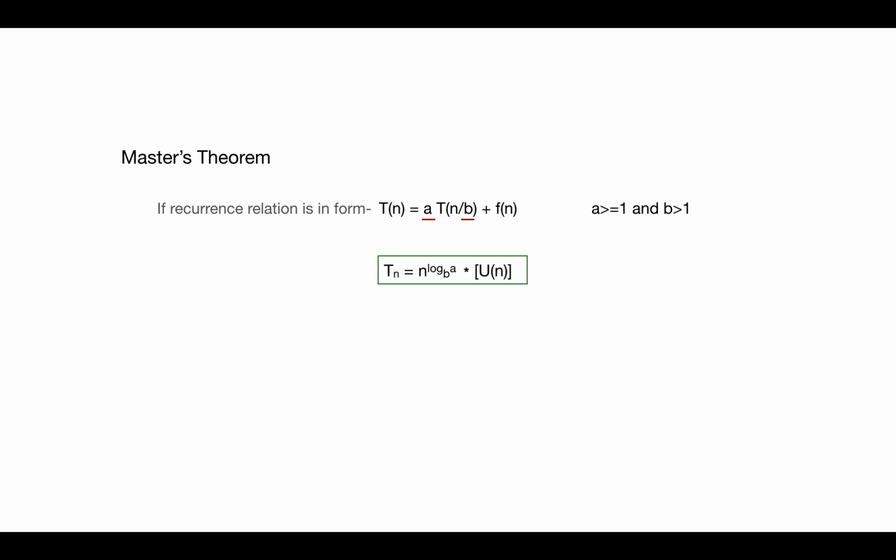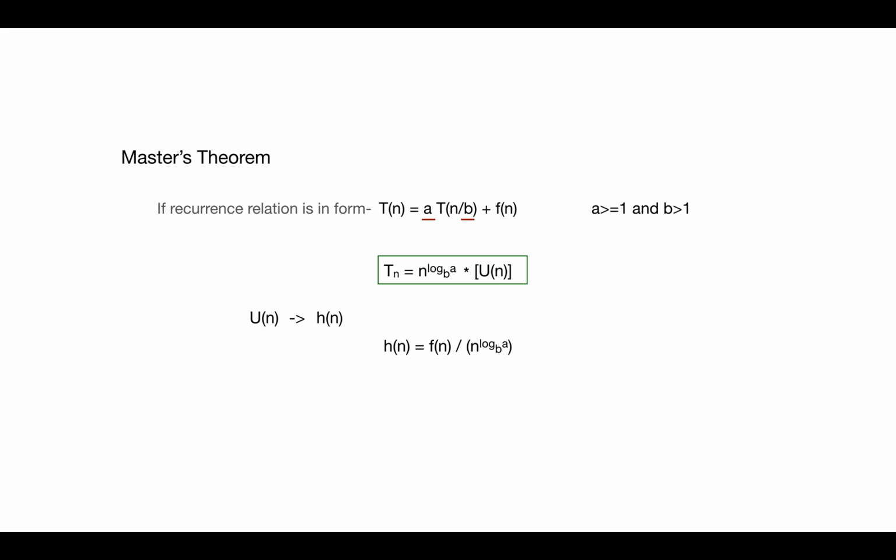The only concern is how we are going to know the value of u(n). The value of u(n) is dependent on h(n). We do have a table between u(n) and h(n). From there, we get the value of u(n). But before writing that table, let's see how to calculate the value of h(n). The formula is h(n) = f(n) divided by n^(log_b a). Here f(n) will be given, and a and b will also be given.